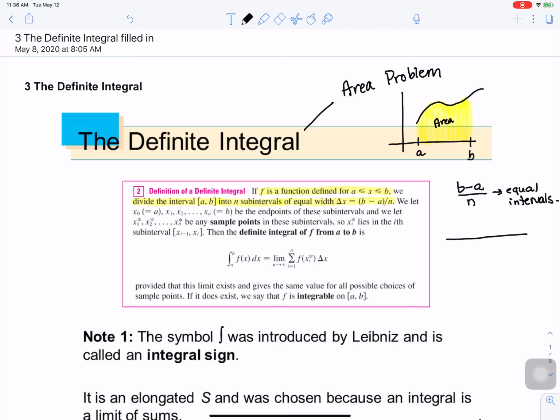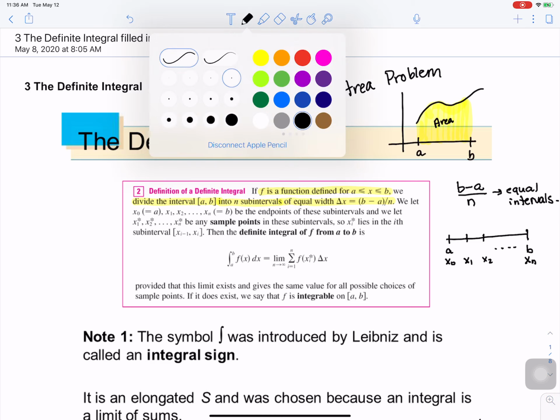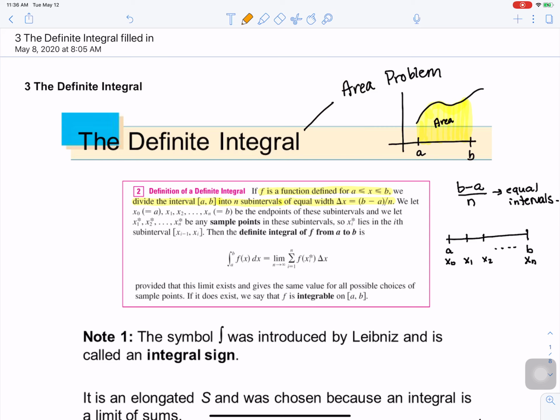What we do is we start with the A point and we label that x0. The next point we label x1, the next point we label x2, and we keep breaking it apart until we get to the last point, which is B, which we label xn. So we have n rectangles. What we want to do is figure out how we're going to form the height of the rectangle.